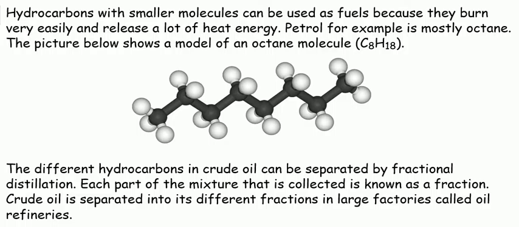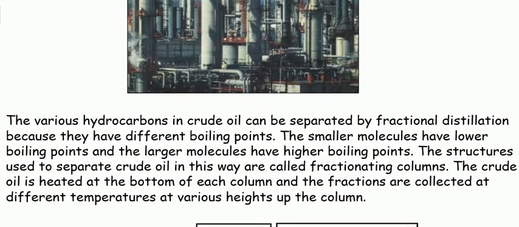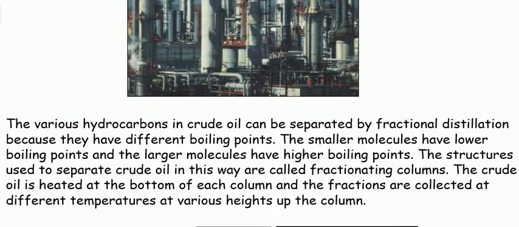Crude oil is separated into its different fractions in large factories called oil refineries. The various hydrocarbons in crude oil can be separated by fractional distillation because they have different boiling points. The smaller molecules have lower boiling points and the larger molecules have higher boiling points. The structures used to separate crude oil in this way are called fractionating columns. The crude oil is heated at the bottom of each column and the fractions are collected at different temperatures at various heights up the column.